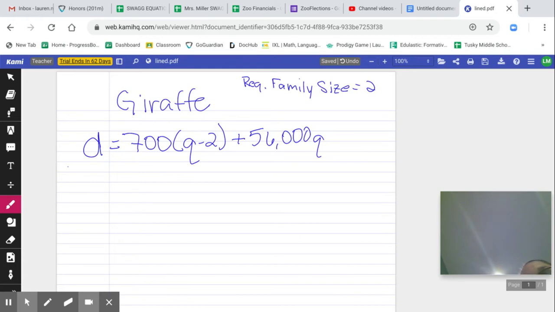Okay, so we are going to fill this in. So giraffes, let's say the required family size is 2. What happens if I have 2 giraffes? So I'm going to put in my equation. And you don't have to write this. I don't need to see work, but I'm just going to show you what this looks like.